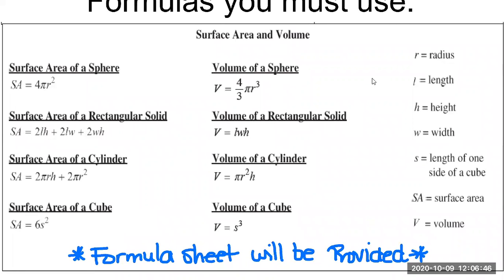So the formula sheet has the surface area and volume formulas for a sphere, a rectangular solid, a cylinder, and a cube. So these are all fair game shapes that they could ask you to calculate the surface area or the volume, or they could ask you to calculate the ratio of surface area to volume, and they could ask you which cell is the most efficient.